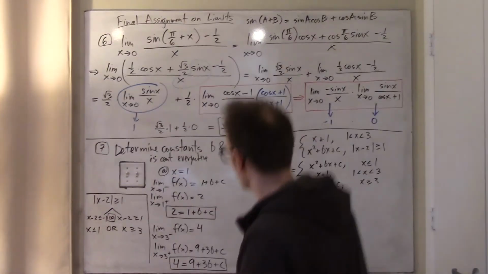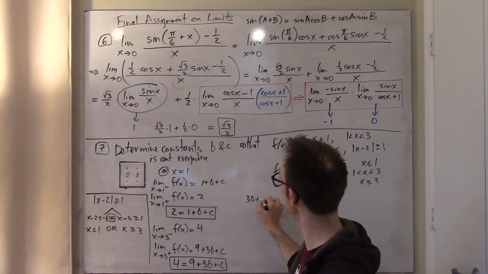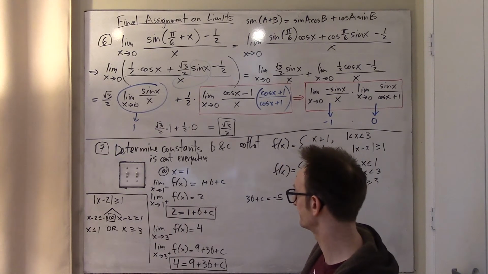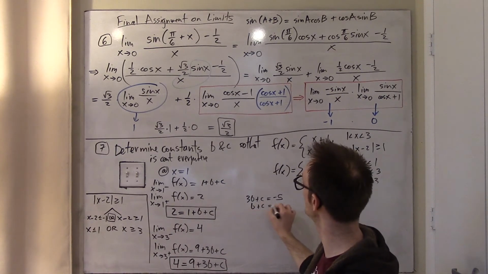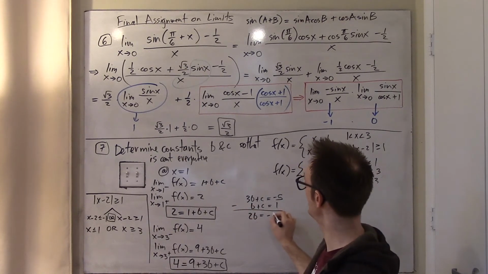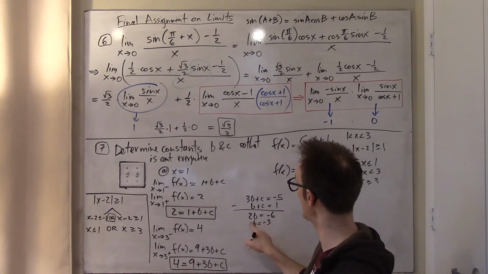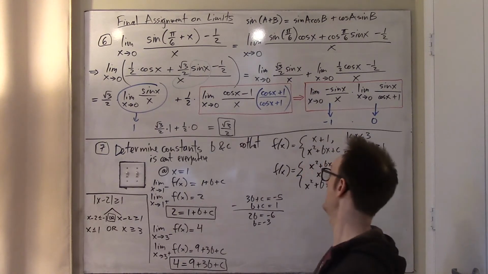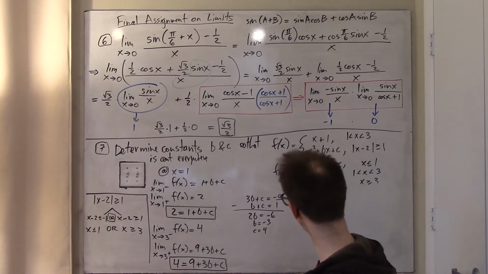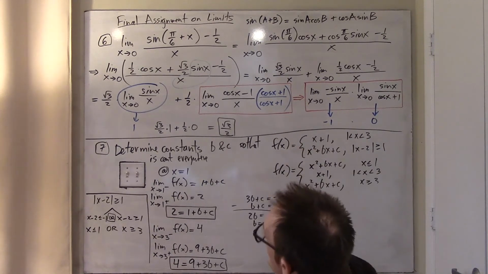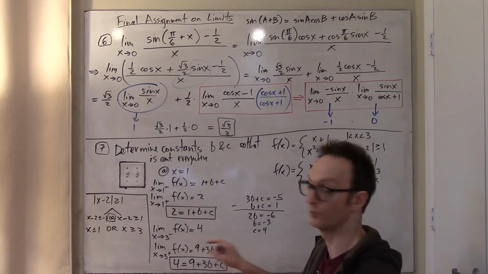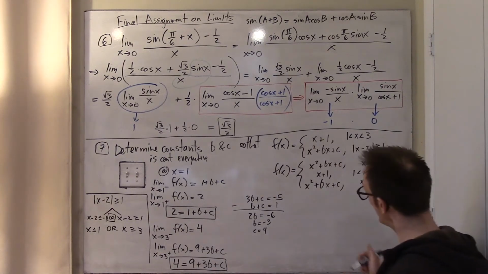Alright, now I'm getting somewhere. What do I know? I know that 3b plus c has to be negative 5, and I know that b plus c has to be 1. So subtract these two: 2b has to be negative 6, so b has to be negative 3, and if b is negative 3, then c has to be 4. So I think the answer is b is negative 3 and c is 4. I can just double check that. Boom, and boom. Cool.